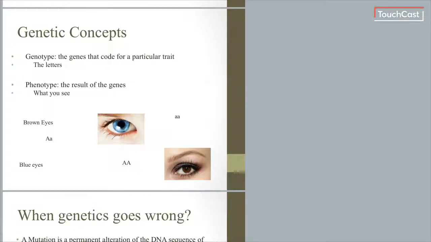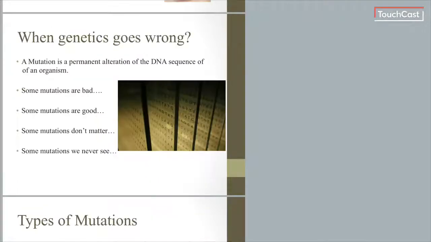We also have two words that describe the difference between what it looks like when it's coded in our chromosomes and what it actually turns out to be once you get that trait. So a genotype is the gene that is coded for a particular trait, and so that's the letters. And then our phenotype is the trait itself, what you see. So AA may code for brown eyes. The letters would be genotype, and brown eyes would be your phenotype.